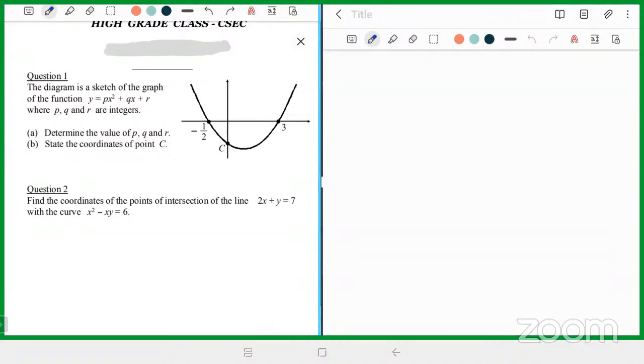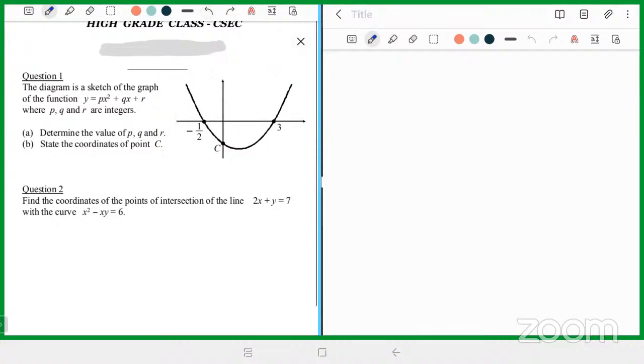So what we have here is a quadratic function, and we know it's a quadratic function because they tell us that P, Q, and R are integers, meaning they are positive or negative whole numbers. We are required to determine the value of each of P, Q, and R, and then state the coordinates of C. But when we look at this graph, or the sketch of the graph as presented, all we can identify are the two roots. These are the two roots.